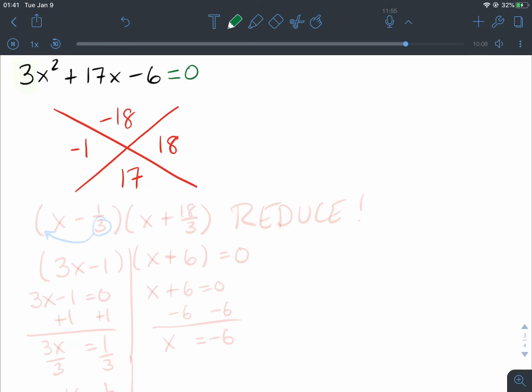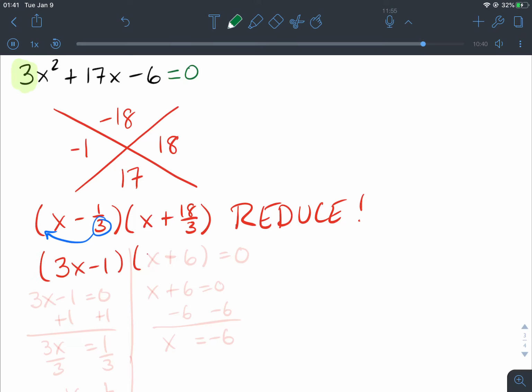But remember, a is 3. So we're going to need to use that 3 when we set up our problem. So we have x minus 1 over 3, and we have x plus 18 over 3. And you must reduce. So since the 1 over 3 does not reduce, the 3 goes to the front, and we get 3x minus 1. In this problem, or the one next to it, 18 over 3 is 6. There you go. So we now set these to equal 0.